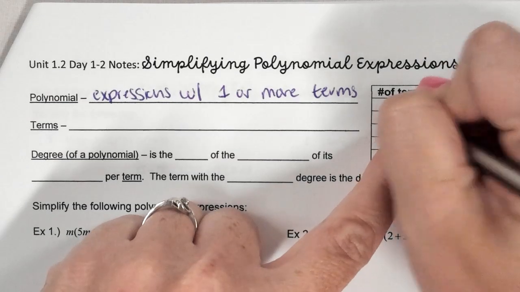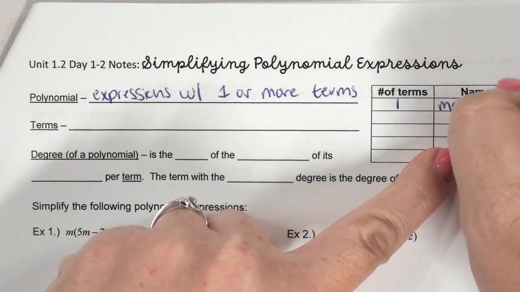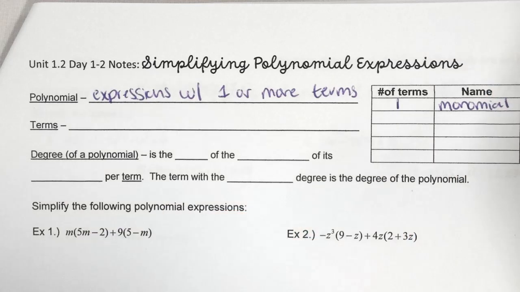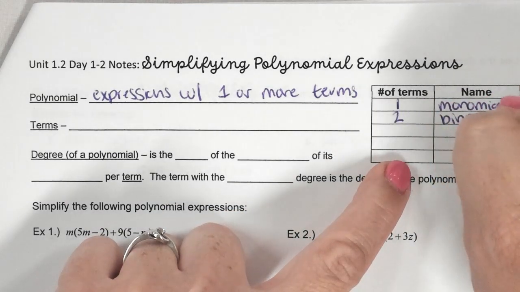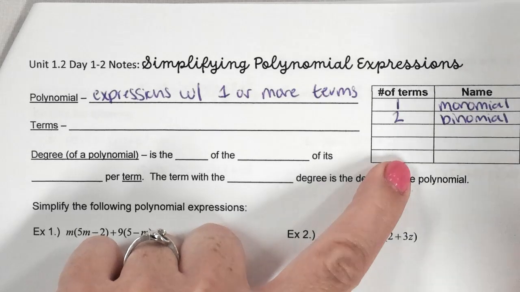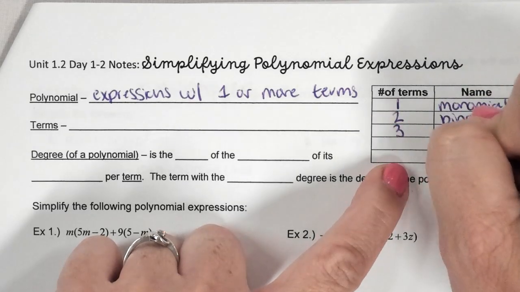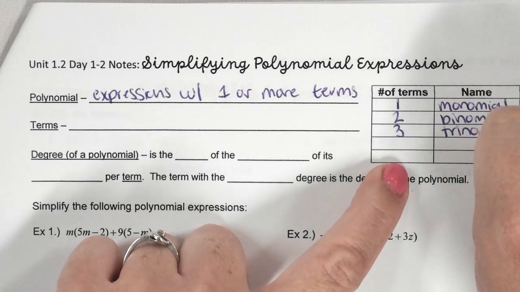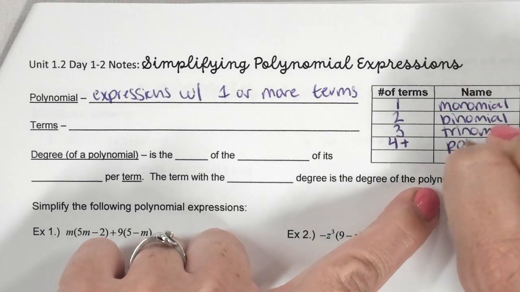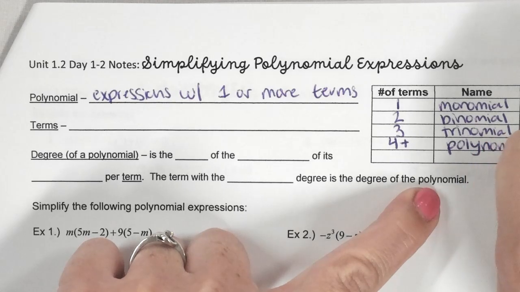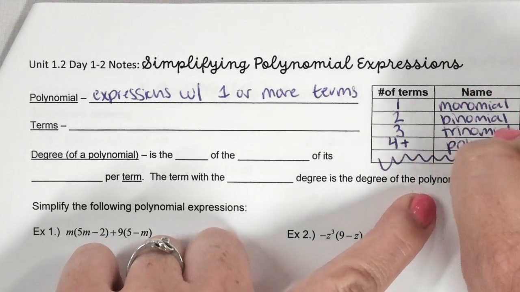So if there's only one term, we can also call that a monomial. So that's more specific. We can call something with two terms a binomial, three terms a trinomial, and anything with four or more, the only thing we can really say is a polynomial. I got too excited with rows.